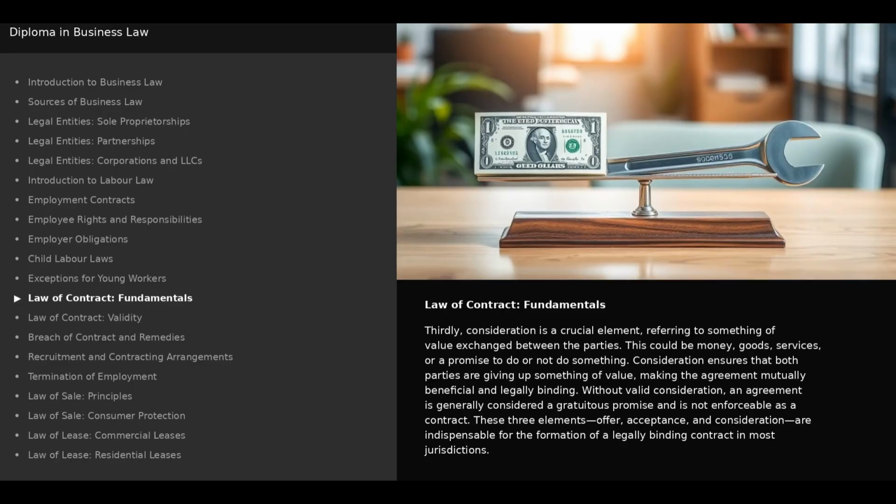Thirdly, consideration is a crucial element, referring to something of value exchanged between the parties. This could be money, goods, services, or a promise to do or not do something. Consideration ensures that both parties are giving up something of value, making the agreement mutually beneficial and legally binding. Without valid consideration, an agreement is generally considered a gratuitous promise and is not enforceable as a contract. These three elements, offer, acceptance, and consideration, are indispensable for the formation of a legally binding contract in most jurisdictions.